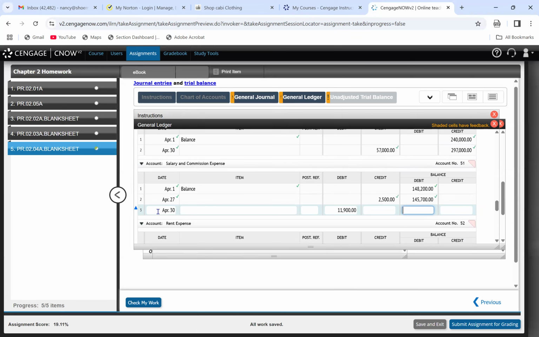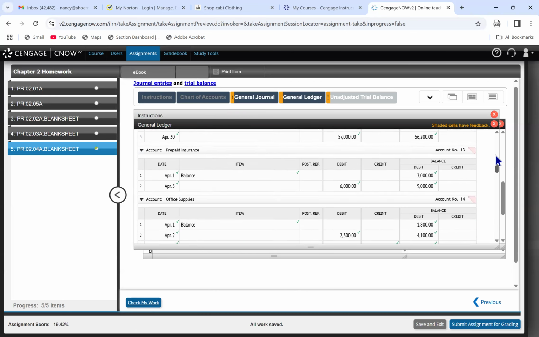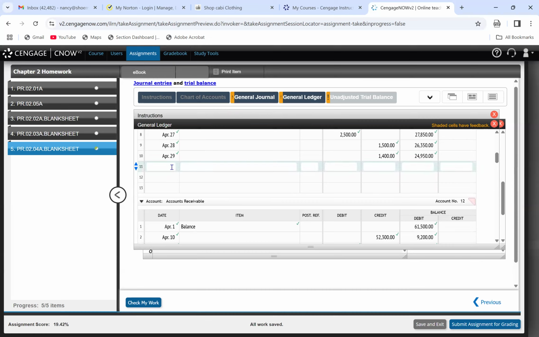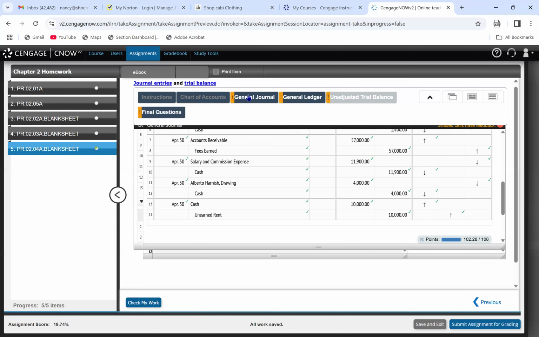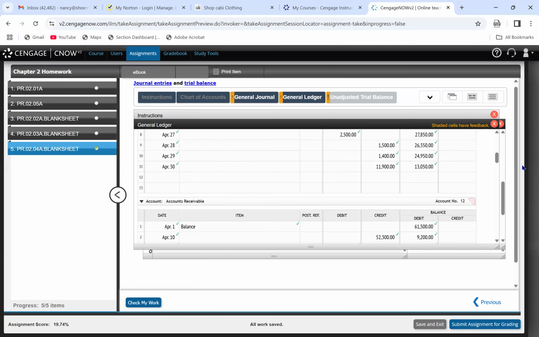So the 145,700 plus the 11,900 is 157,600. And cash 11,900, so we're reducing our cash. Again, our 24,950 minus the 11,900 brings it down to 13,050. And then we've got two more. The drawing, a debit of 4,000, a credit to cash of 4,000.